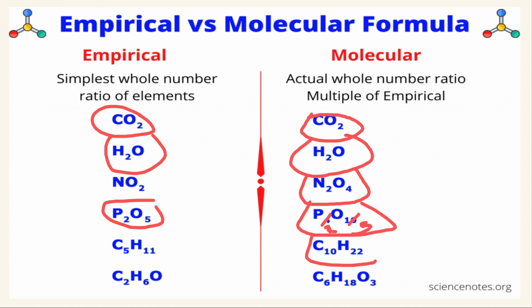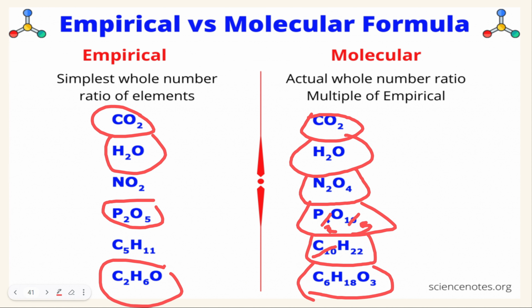Alright, then we have C10H22N2 simplified. We can use 2. 2 into 10 goes 5, and 2 into 22 goes 11. Then C6H18O3. Highest common factor would be 3. 3 into 6 goes 2. 3 into 18 goes 6. And 3 into 3 goes 1.